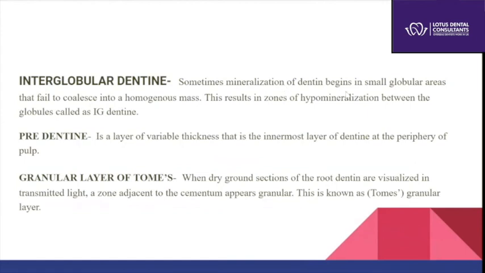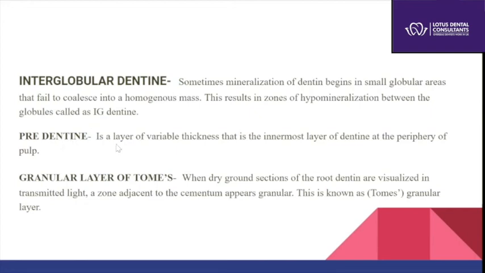Interglobular dentine. Some mineralization of dentine begins in small globular areas, which fail to coalesce into a homogeneous mass. These zones of hypomineralization between the globules are known as interglobular dentine. This is not commonly asked, but still, I have included everything. Yeah, I understand. Anything can be asked.